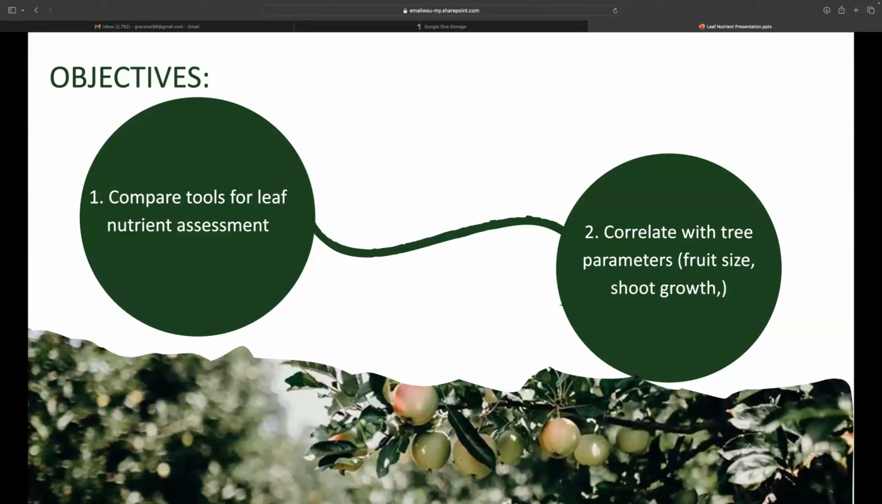These are the objectives. The first objective is to compare tools for leaf nutrient assessment, and the second objective is to correlate with three parameters, fruit size and shoot growth.